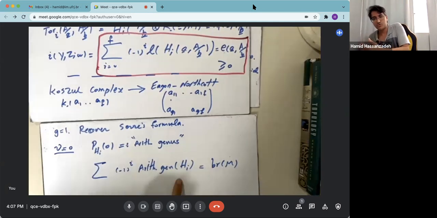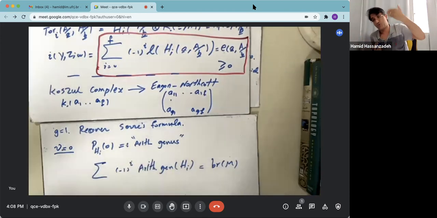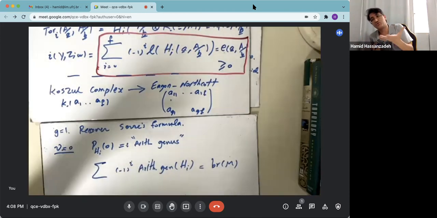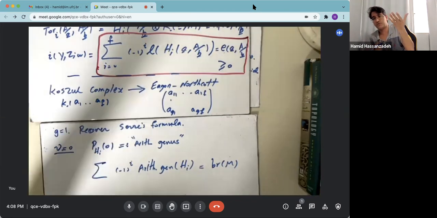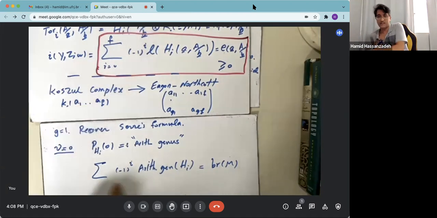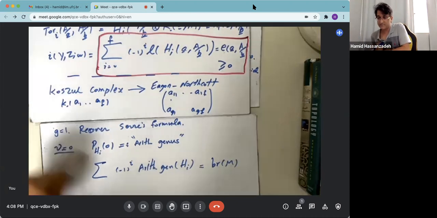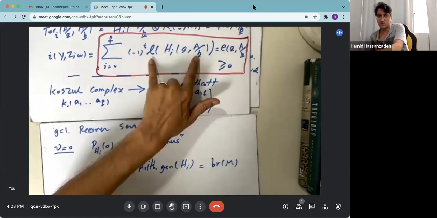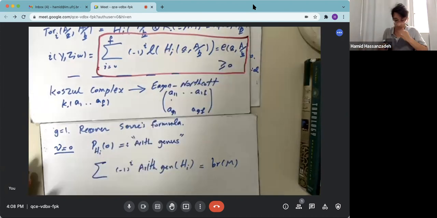So you have your module M, you look at the ideal, you look at the equations of the symmetric algebra, and look at the Koszul complex of those equations, and look at the homology of that complex. The alternating sum of the arithmetic genus defines the Buchsbaum-Rim multiplicity. So in the case that g is 1, this arithmetic genus is indeed the length of the module. And this formula recovers the Serre formula, right?